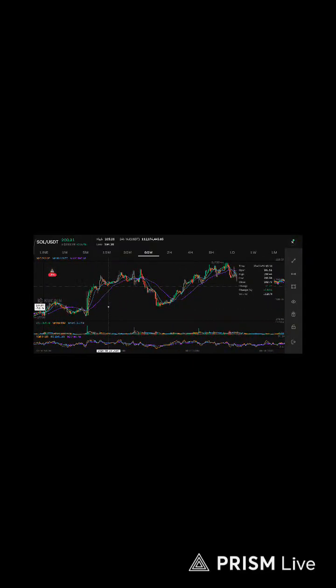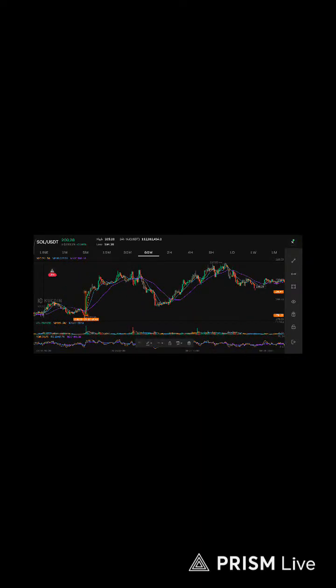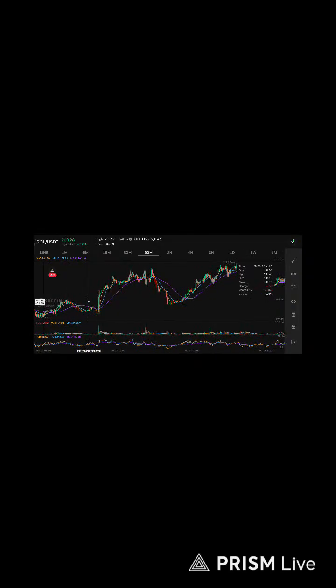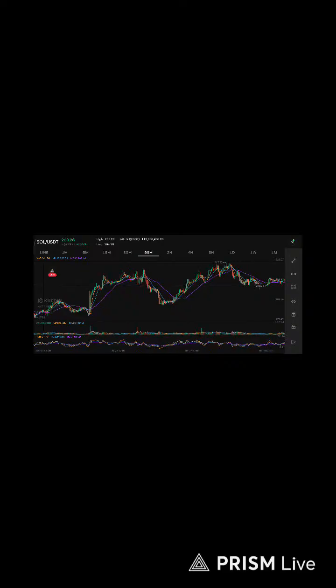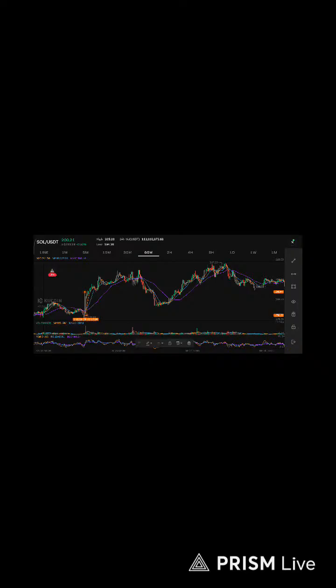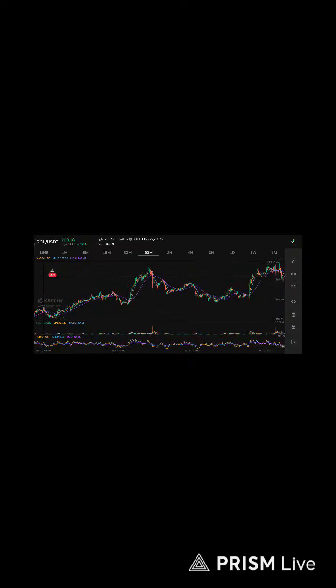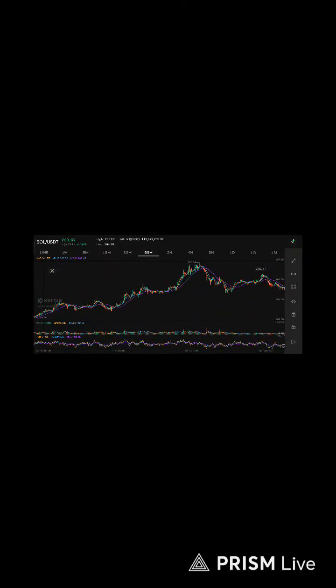Very small candle. And guess what happened? Market pump from $177 to $217. It's all about patience. If you don't have patience, you will not be able to trade.